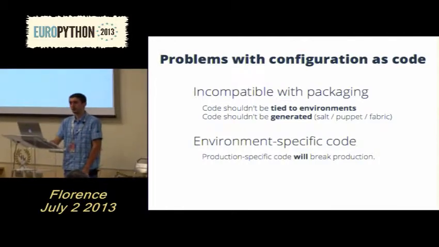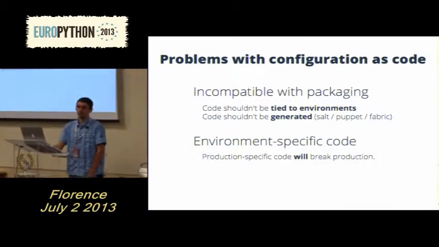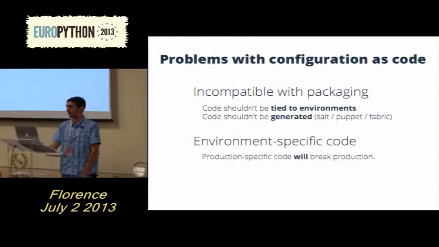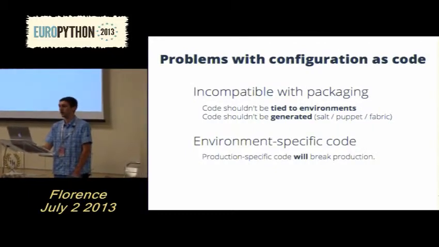And the issue with multiple files is that we end up with environment-specific code. So if you have a production settings file that's only run in production, at some point it will break. You might make a tiny change that shouldn't affect anything, then deploy it, and at that time you're going to discover that it has broken production.